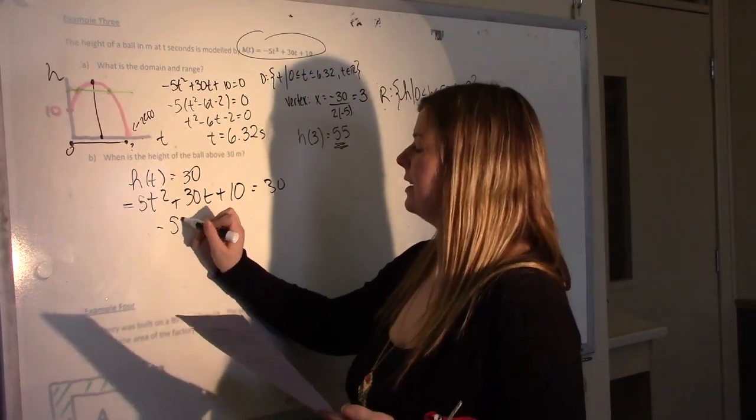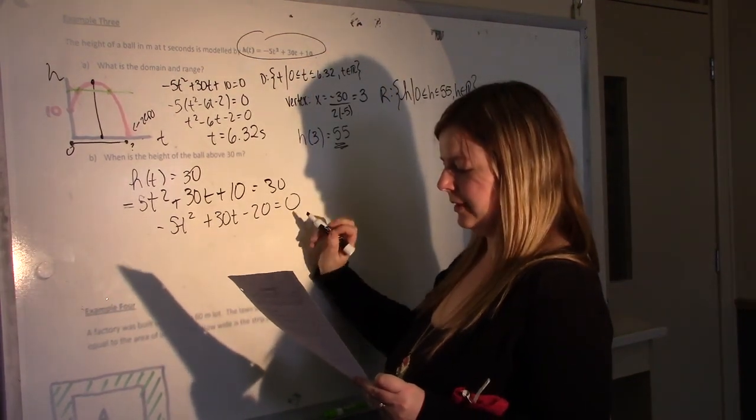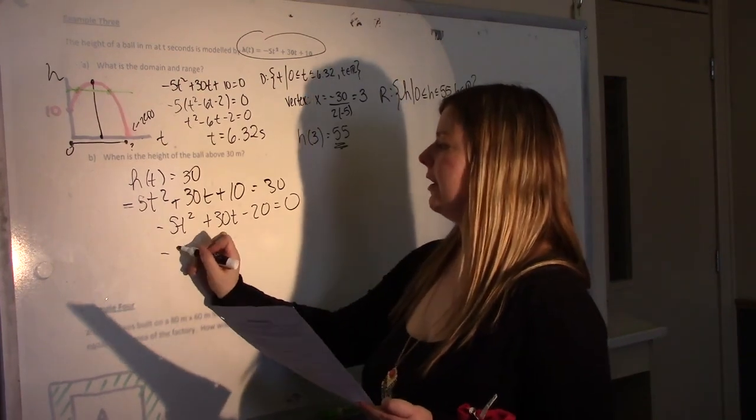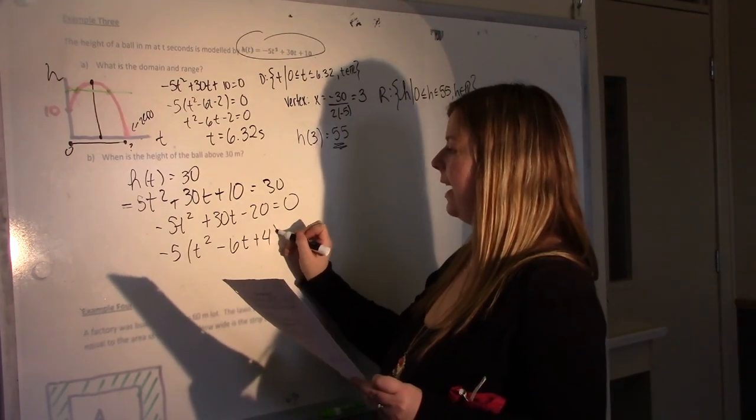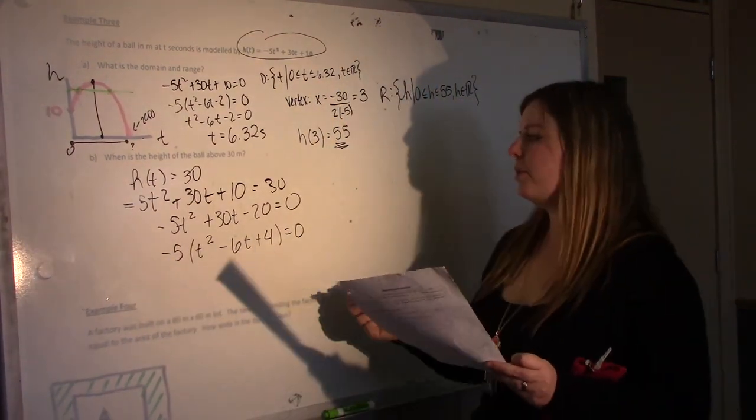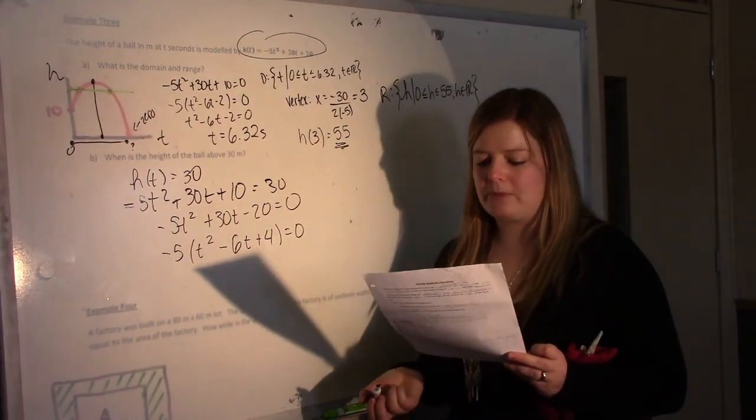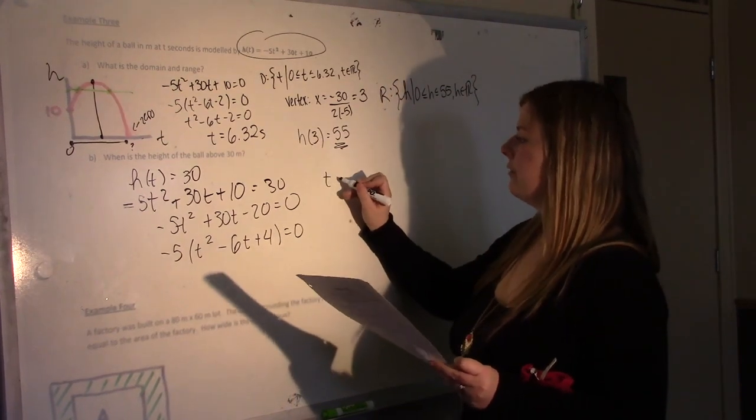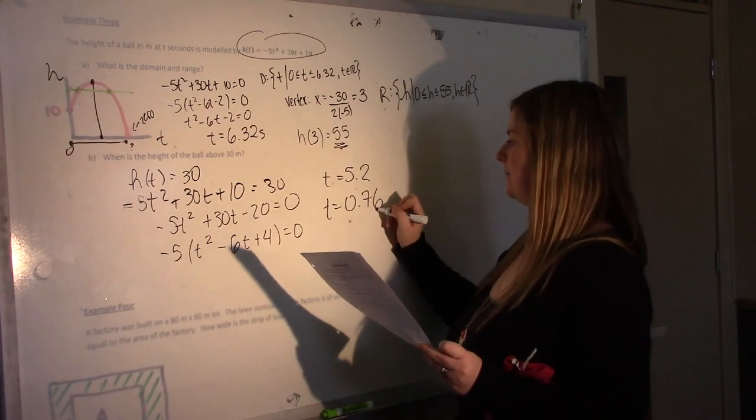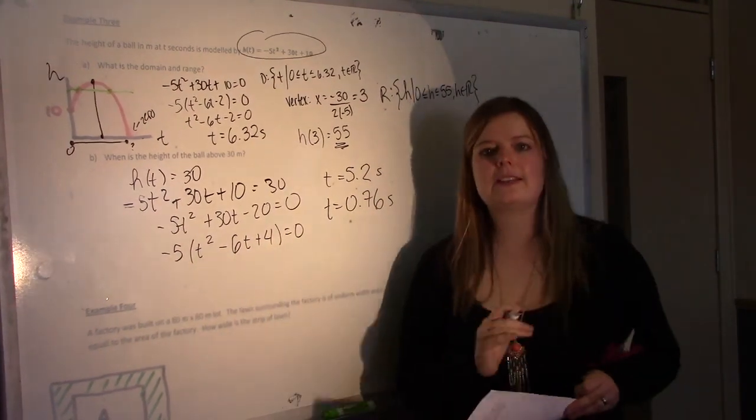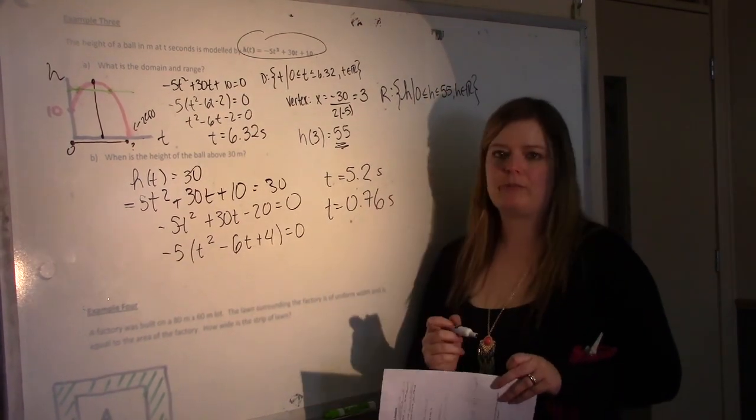Okay, so you get minus 5t squared plus 30t minus 20 equals 0. You can factor out a negative 5 just to make your life easier. If you didn't do that on your own and got the right answer, that's okay. It's just that if this were factorable, it'd be a lot easier to see once you take out that minus 5. And even for using the quadratic formula, it's a lot simpler. Once you do the quadratic formula, you should get t equals 5.2 and t equals 0.76. These are both seconds. So now you need a nice therefore statement. Therefore, the ball is above 30 meters between 0.76 seconds and 5.2 seconds.